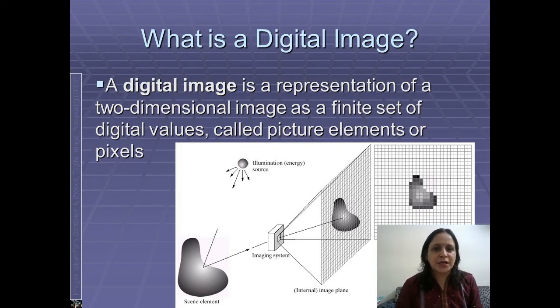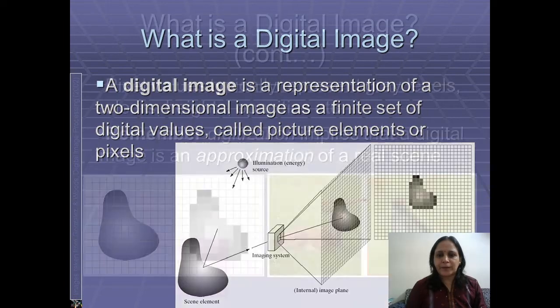So what is this digital image? It is the representation of a two-dimensional image as a finite set of digital values called picture elements, or pixels. So what is a pixel? A pixel is nothing but the smallest element of any image. So this is called a picture element. This is the format in which we are trying to store our images.